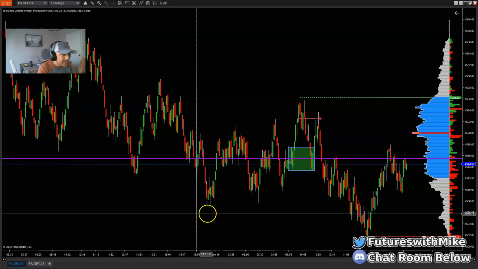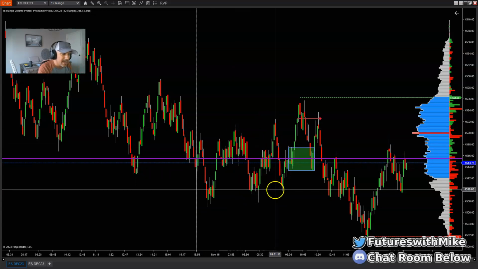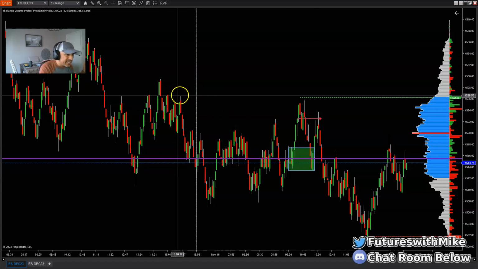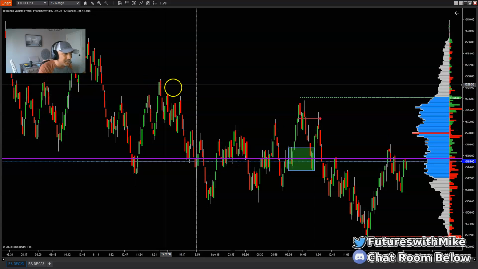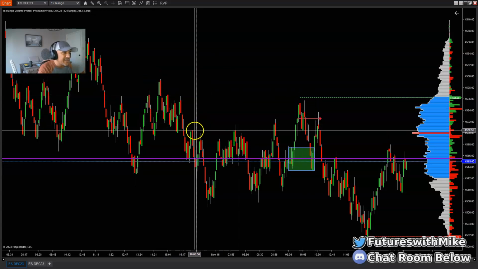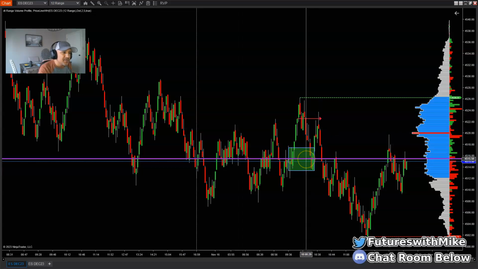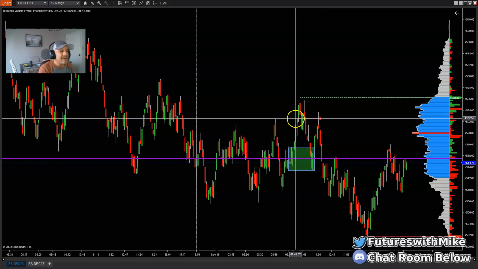Because it did. It's broken structure to the upside: high, higher low, higher high, higher low, higher high, bumped up against resistance, couldn't take this area out, couldn't make a new high above this area. But still, because it took out internal structure and pulled back to a key demand area, I still have opportunity as long as I have room to trade back up to this high right here.